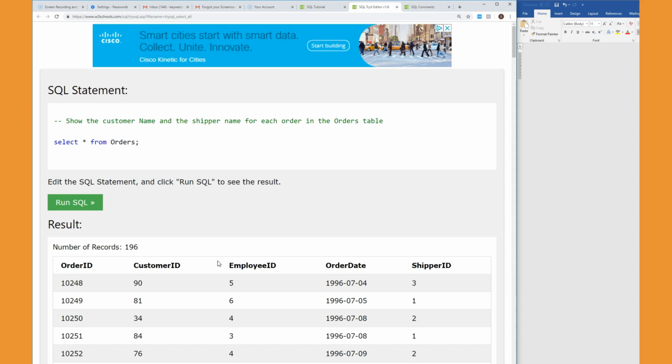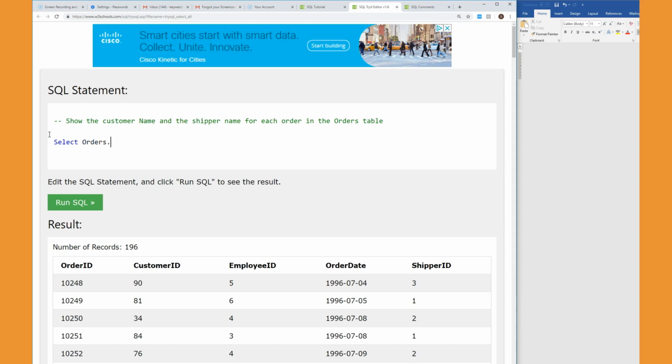Of course, the order table, the junction table in this relation, has its own primary key, which in this case is order ID. The first foreign key is the customer ID, and the second foreign key is the shipper ID. What they're asking me here is to show the customer name and the shipper name for each order in the order table. So we're going to start by saying select the order ID from the order table.